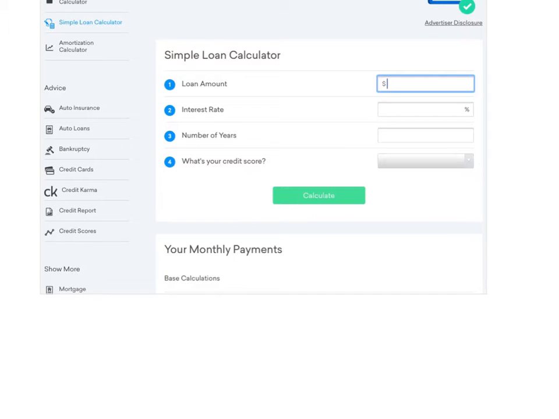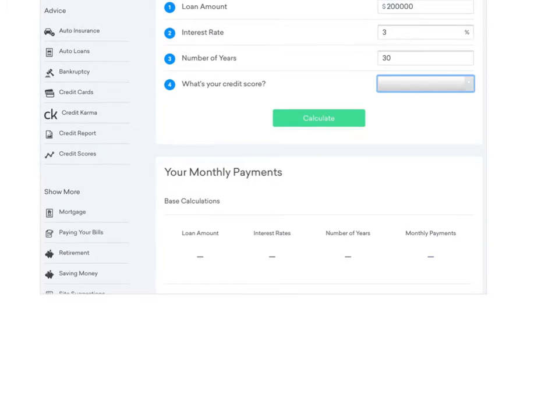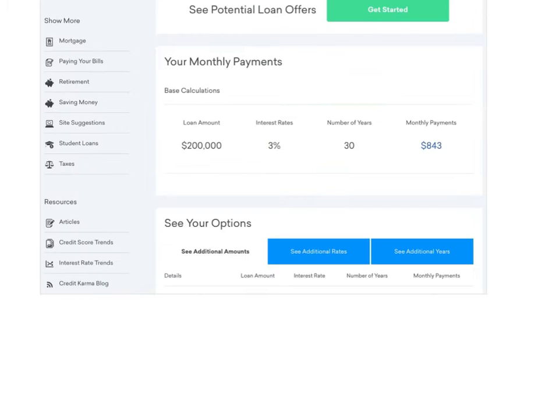So if I put 200,000 in here, and I say I have an interest rate of 3%, and the number of years is 30, and if we have the good credit rating, we're going to use good, but the one where we have the higher interest, we're going to use need to work. So if we put in there, we can calculate. So right here, it tells you if you have a loan of $200,000 at 3% interest for 30 years, your payment is going to be $843 per month.